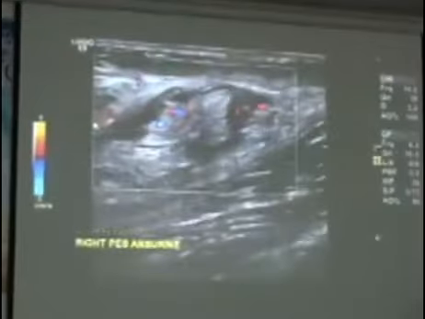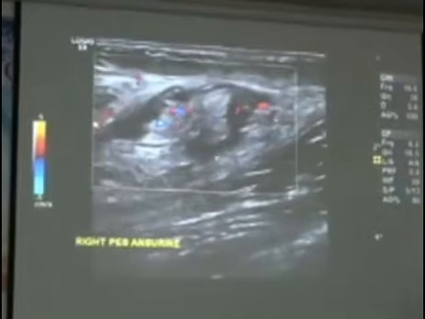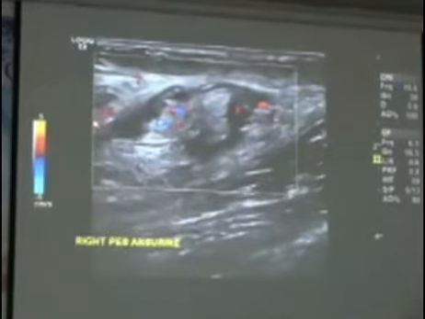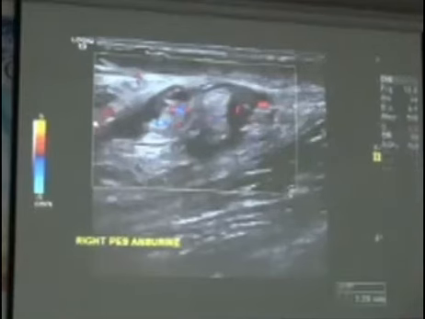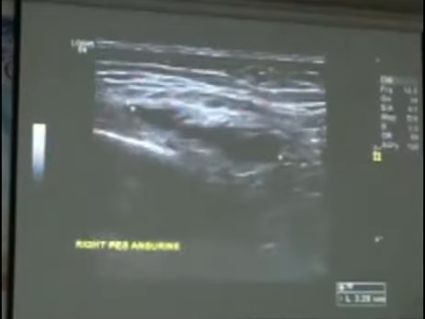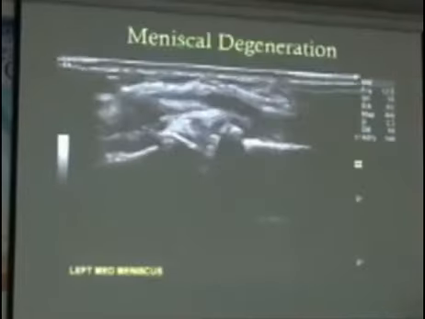And you can see that there's quite extensive fluid around the pes anserine tendons. And there's also quite a bit of hyperemia in that area as well. So because of the history and what we were seeing on the screen, we decided that this was a post-traumatic pes anserine bursitis.